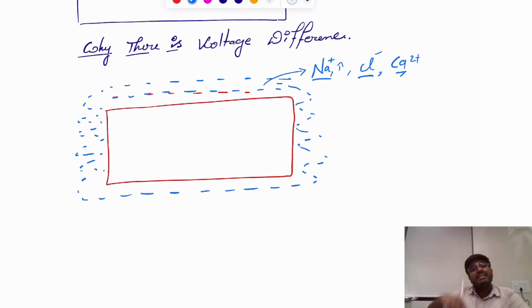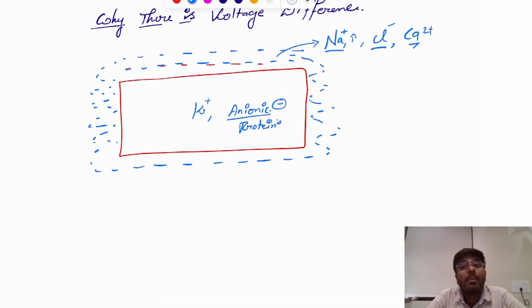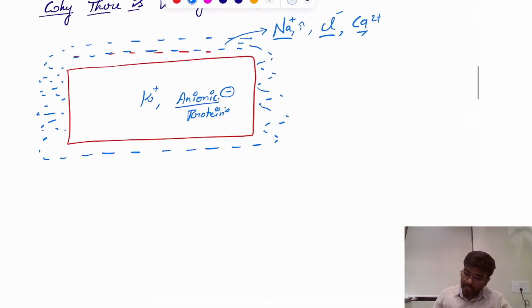But if you look inside the cell, there is more potassium. Potassium is more inside the cell. And even anionic proteins, meaning negatively charged proteins, are more inside the cell. So what I'm trying to put into your mind is the biologically basic thing: there is a difference in ion composition.